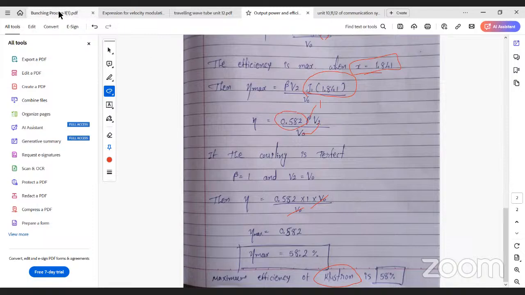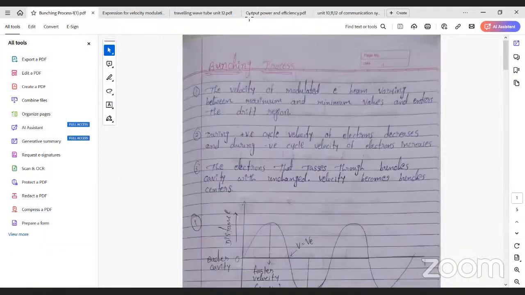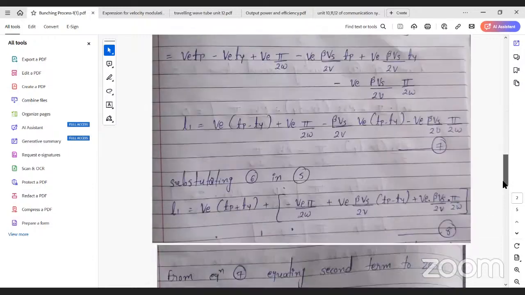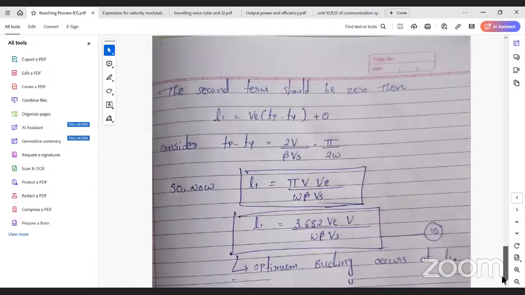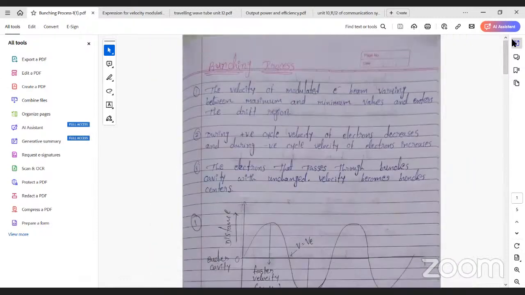Next, we will see one more topic. The topic is the bunching process. Where will we get this bunching? From the electron beam, in the drift space region. This bunching is across the drift space region. Now we will calculate the bunching process, as a continuation of the two-cavity klystron.